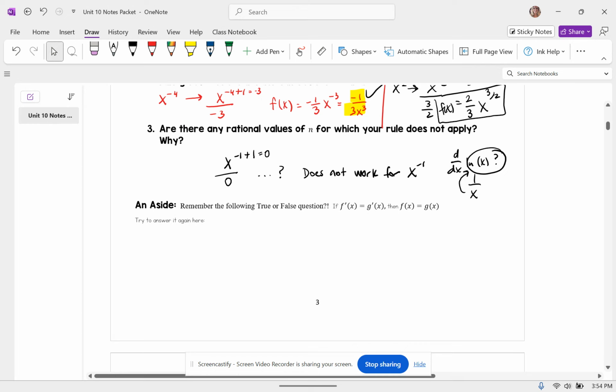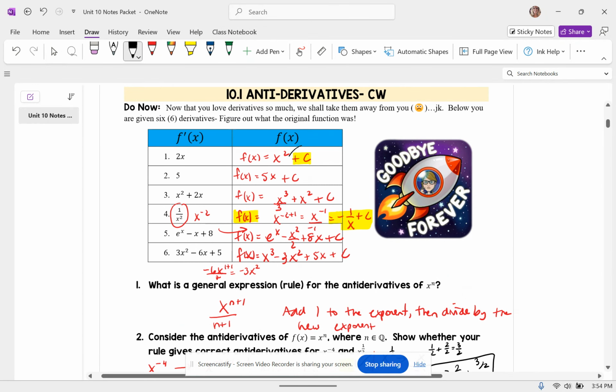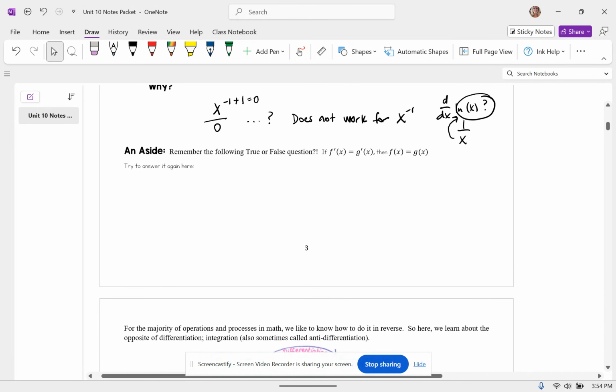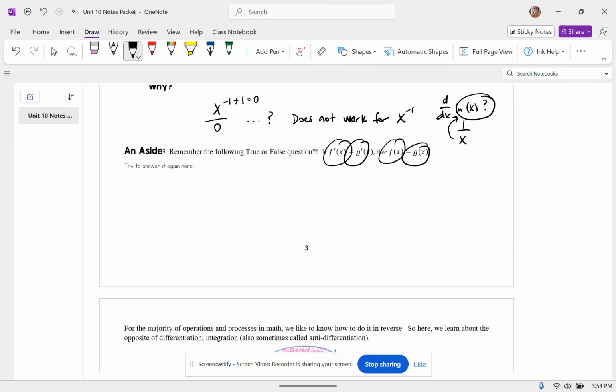An aside, remember the following true or false question. If f prime of x equals g prime of x, then f of x equals g of x. We're going to try to answer it again here, okay? Well, we just talked about this pesky little plus c at the end of every single function that we integrate. And that plus c means that if the derivatives of two things are equal, it's not necessarily true that their originals were the same because they could have different constants that dropped off when you differentiated.